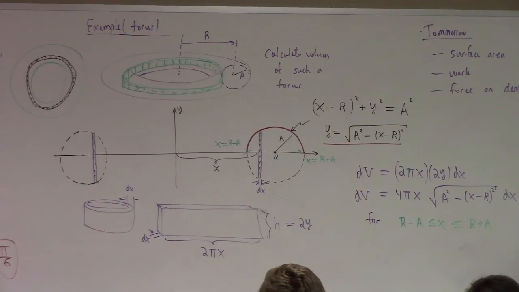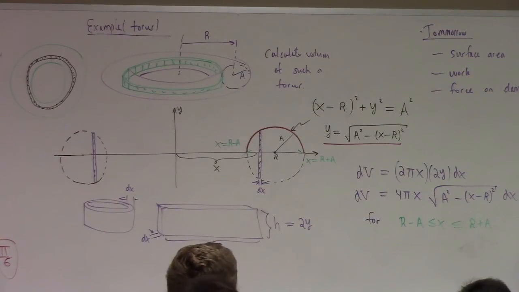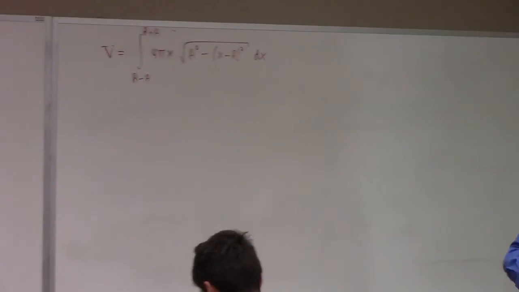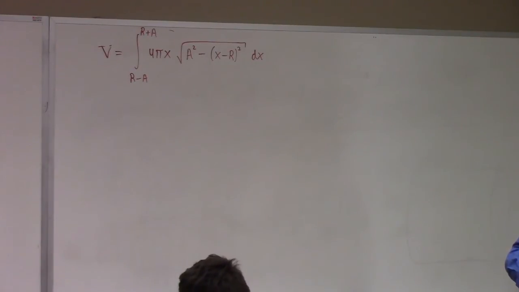So here we go. Off to the races. V equals the integral from r minus a to r plus a. Ooh, this one looks like fun. 4 pi times x times the square root of a squared minus (x minus r) squared. This is the first example I've done today where we really need the integral techniques that we've developed this semester. How should we do this integral? What kind of technique should we use?